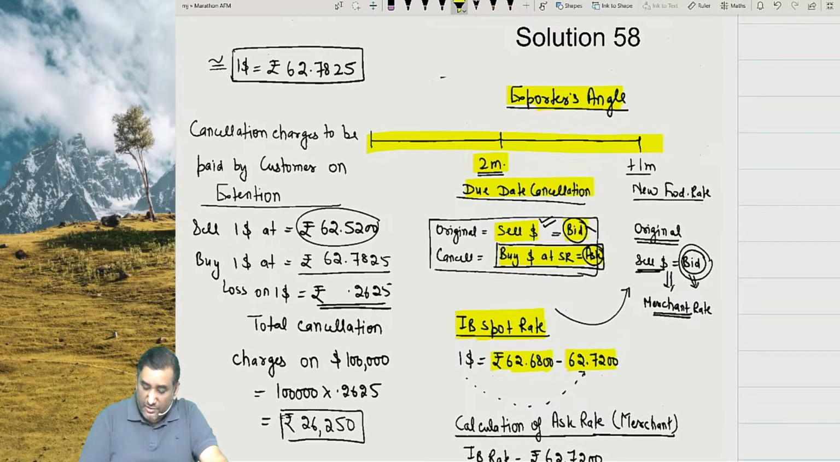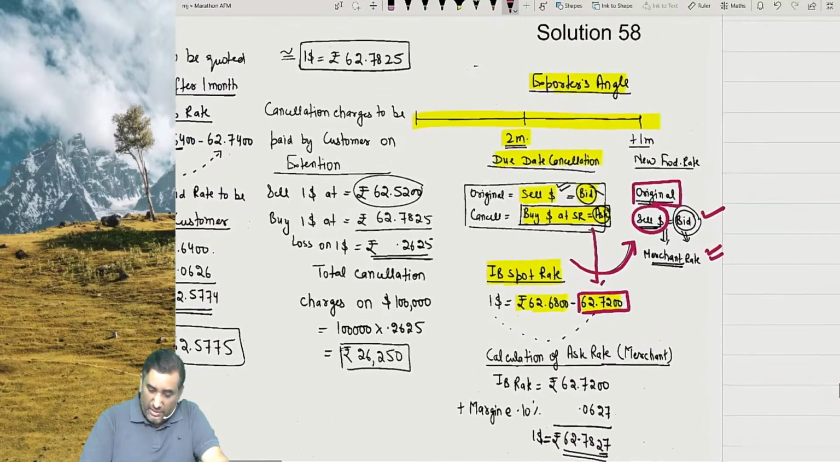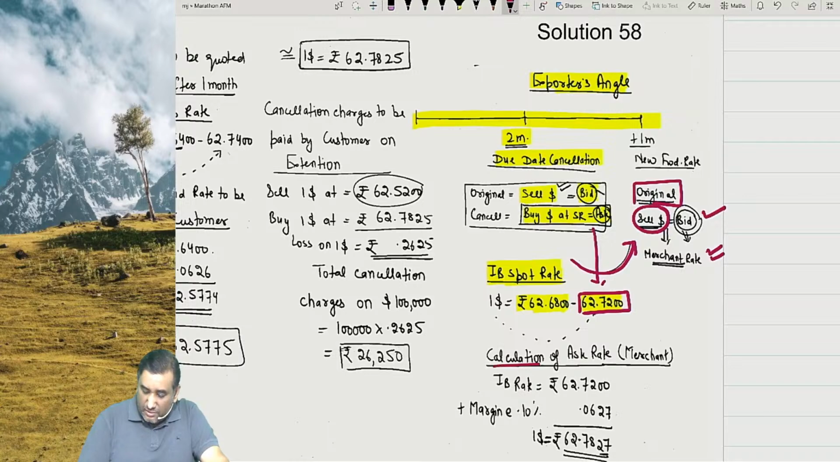It's 62.6800 and 62.7200. Since he has to buy, this rate will be applied. And second, he would be asking for a new rate here. That means for the original contract of selling dollars he'll take the bid rate, and the merchant bid rate would be minus margin. So two things we have to do. What I have done is cancellation at the ask rate, which is 62.7200. This is the cancellation rate we are finding.